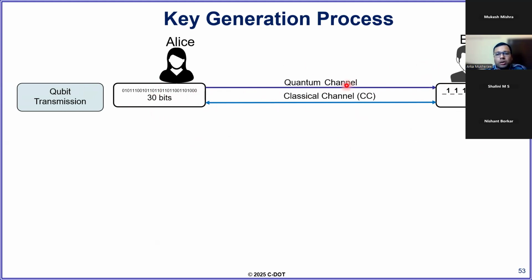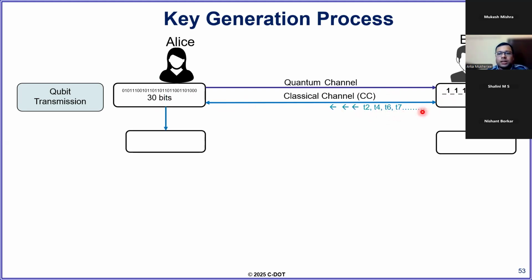Now that the quantum channel's role is over, the classical channel comes into play again. Earlier we only did the classical channel authentication. Now again it will come into the picture. So Bob will disclose at what times he received something. Say for example, we have not received anything in T1, we have received something in T2, again in T3 it is missing, and again in T4 we have received something. So Bob will disclose these time values T2, T4, T6 like that to Alice through the classical channel.